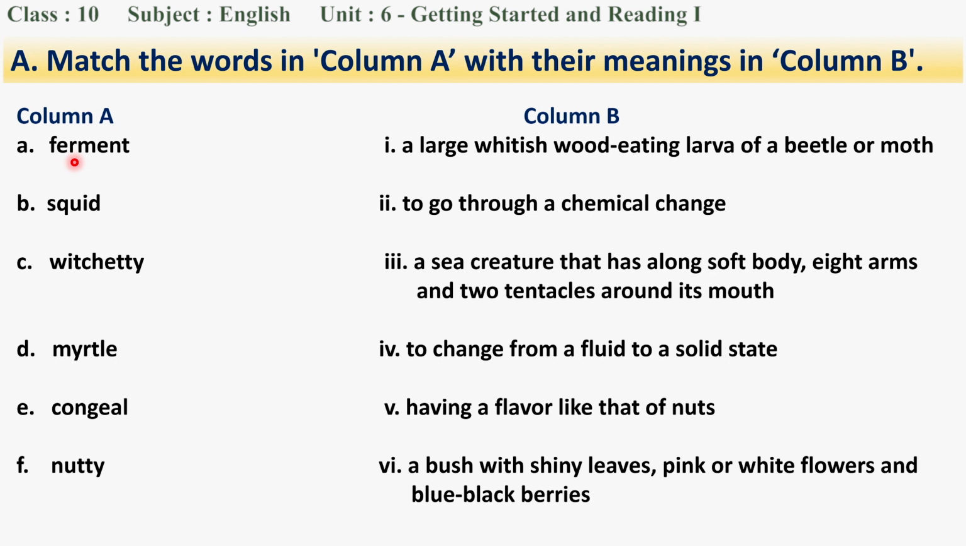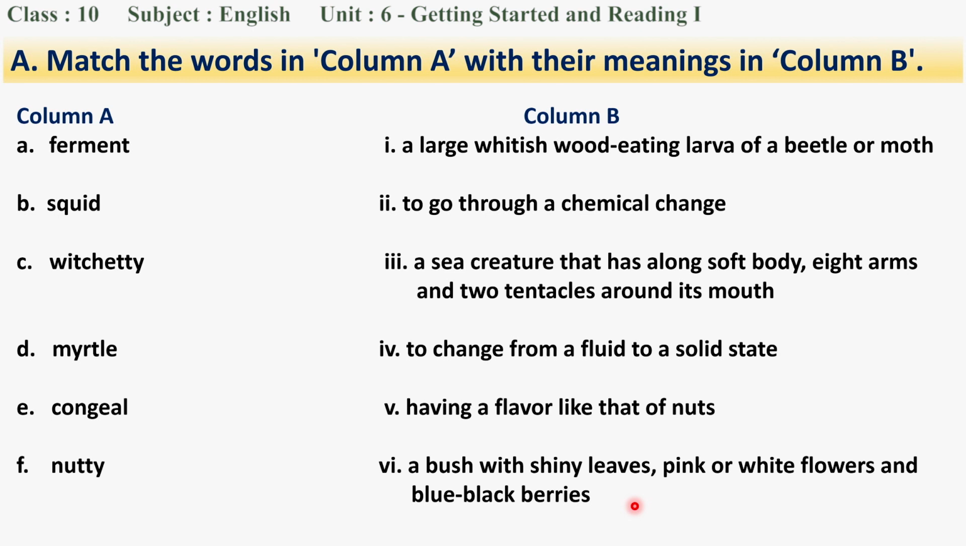Let's start. Column A: A. Ferment. B. Squid. C. Vicheti. D. Metal. E. Congeal. F. Nutty. Now we have meanings under column B, and they are: 1. A large whitish wood-eating larva of a beetle or moth. 2. To go through a chemical change. 3. A sea creature that has a long soft body, 8 arms and 2 tentacles around its mouth. 4. To change from a fluid to a solid state. 5. Having a flavor like that of nuts. And the last one, 6, is a bush with shiny leaves, pink or white flowers and blue-black berries.